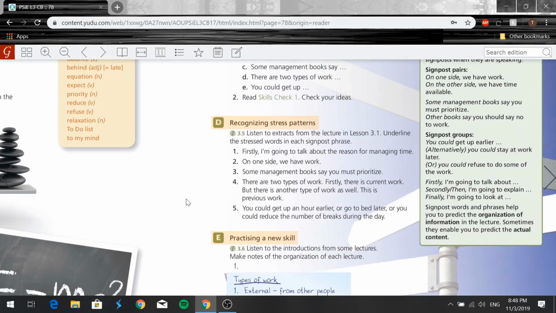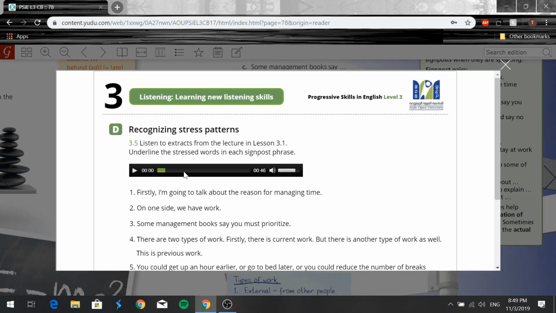Now let's move on. Here we have exercise D, recognizing stress patterns. Okay, so we're going to be listening to an extract from the lecture in lesson 3.1, so the previous lesson, right? And I want you guys to focus on the stressed words in each signpost. So I'm pretty sure you guys are now familiar with signpost phrases. Listen for the stress of words in each signpost, right? So I want you guys to underline these stressed words in each signpost. I'll be doing it as we go. So here we go. Have a listen.